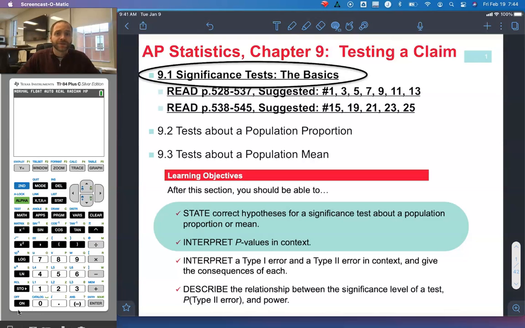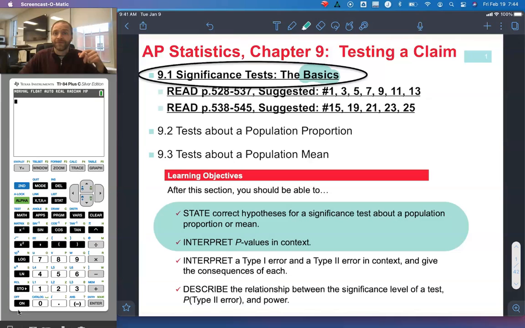Mr. Ains, we're here to start you off with Chapter 9, which looks at testing a claim. And in this video, we're going to focus on Lesson 9.1, which represents the basics of significance tests. Now, don't get misled by that word basics. That doesn't mean the easy part of significance tests. It means the foundation for significance tests.